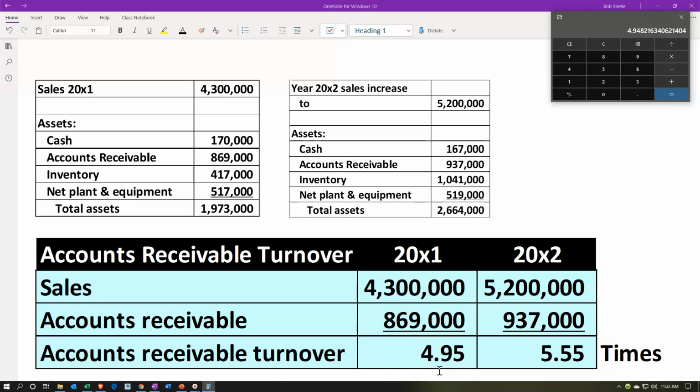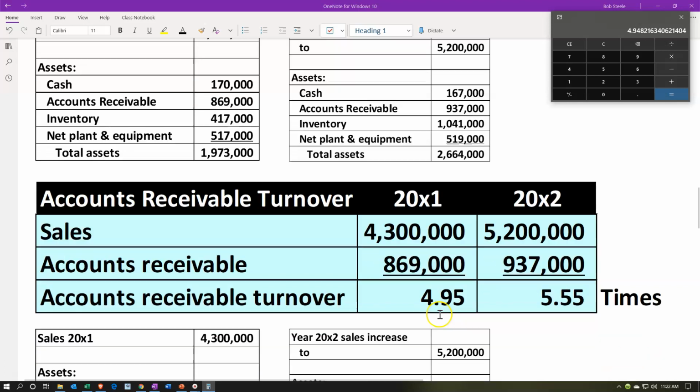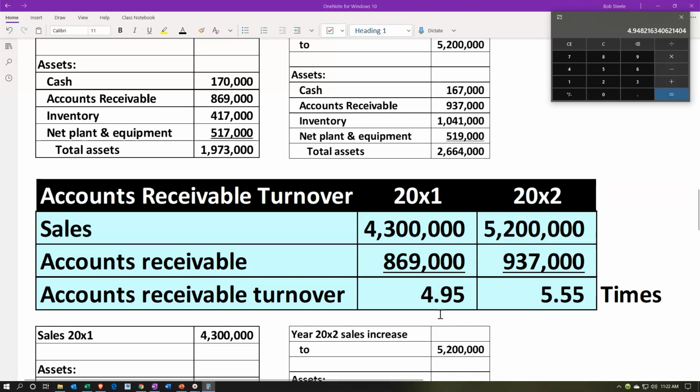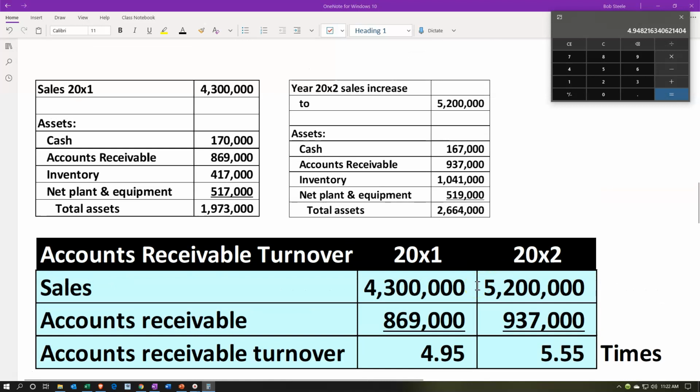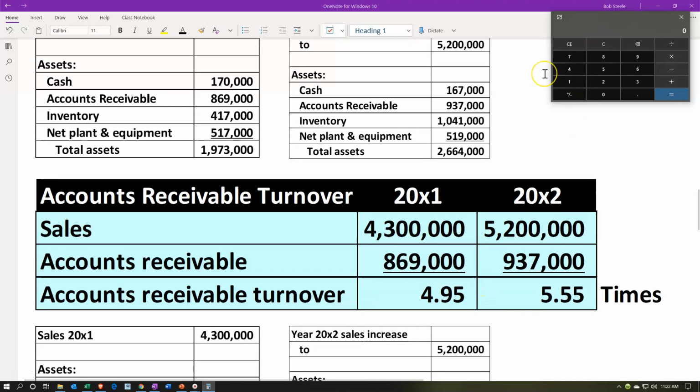Now note, we want the receivables to turn over more, because if the receivables are turning over more, that means we're collecting on them sooner. And that's going to increase cash flow, and that'll make it more likely that we actually will collect on the receivables in general. Then in 2000X2, we've got the 5 million, so sales are up, accounts receivable up. Let's take a look at the turnover. So we have 5,200,000 divided by the 937,000. That's going to give us about 5.55.